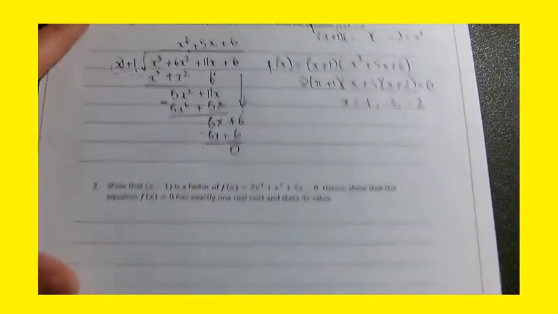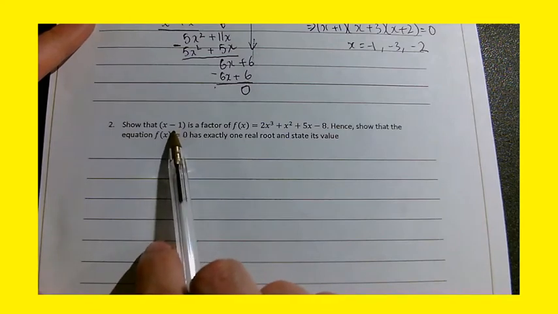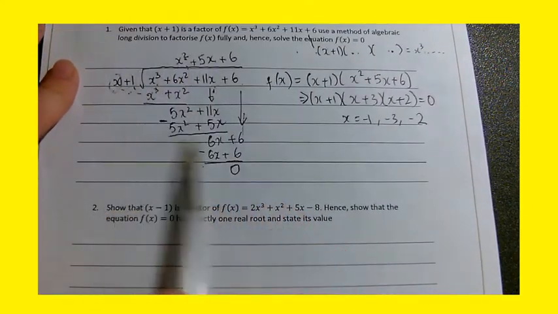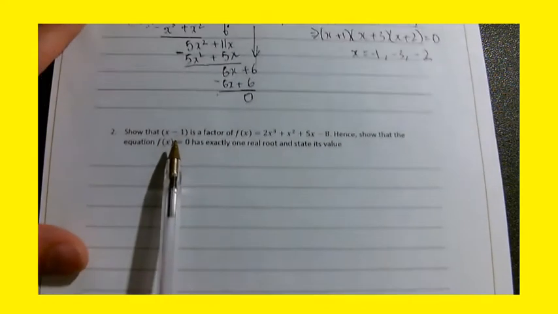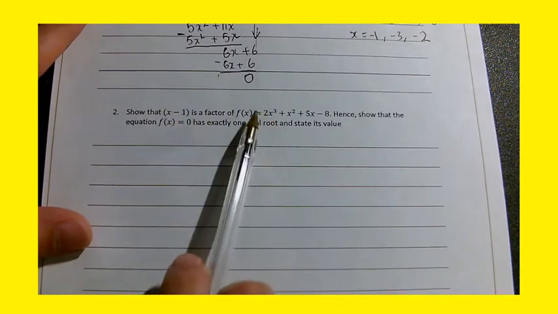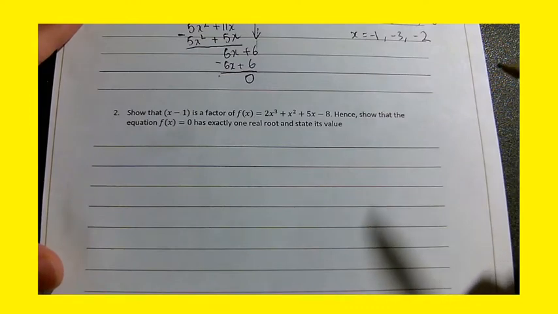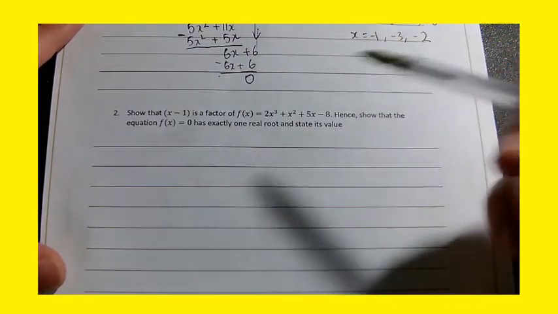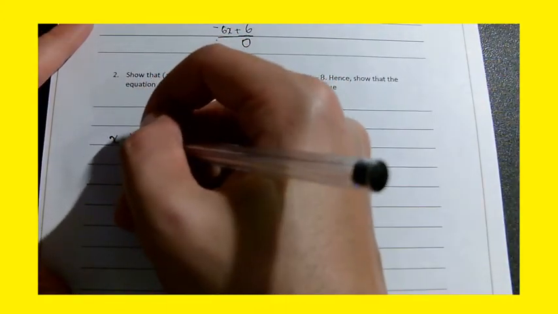So question 2. Show that x minus 1 is a factor, hence show that it has exactly one real root and state its value. There's a variety of ways of showing that x minus 1 is a factor. There's two ways we could do it. We could either do it by algebraic division and show the remainder is 0, or we could substitute in x equals 1 and show that this equals 0. I'm actually going to show both methods in this question. So I'm going to do the algebraic division so that at least I can recap this.